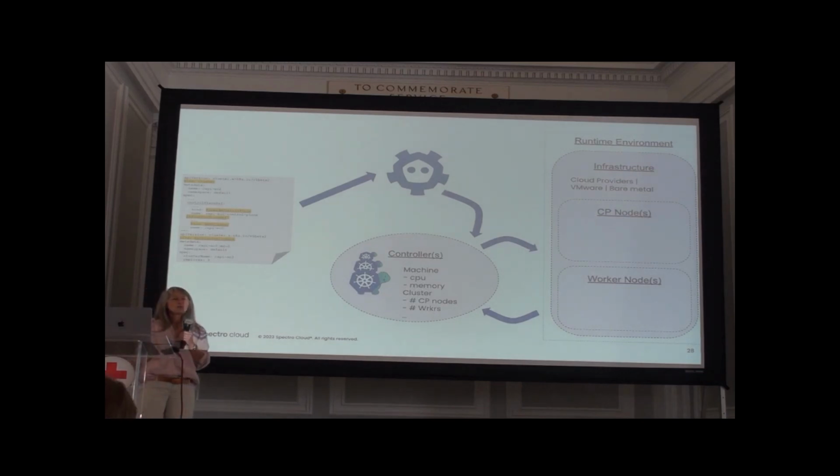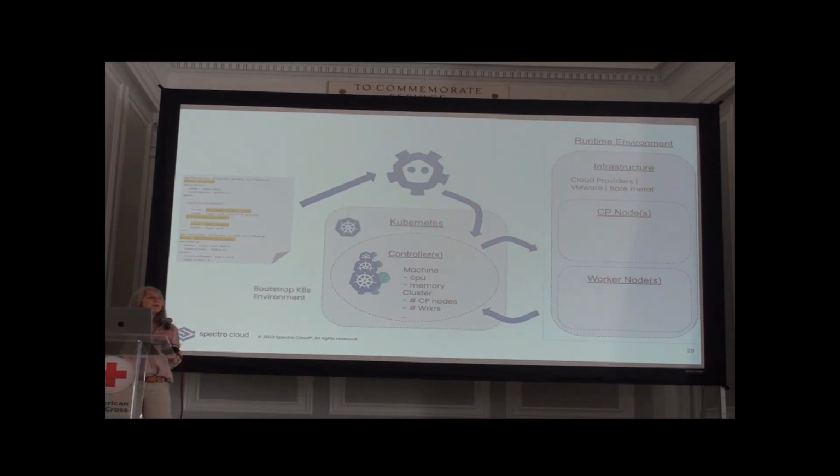But wait a minute, those controllers, don't they usually run on Kubernetes? And technically they don't have to, they're just processes. But usually they're running on Kubernetes. And so we need a Kubernetes environment to run these controllers. And the way that this generally works is that we have a bootstrapping Kubernetes environment that is running that controller, that has the credentials to talk to the infrastructure on the right-hand side. And then those controllers start provisioning and then managing the nodes for the cluster.